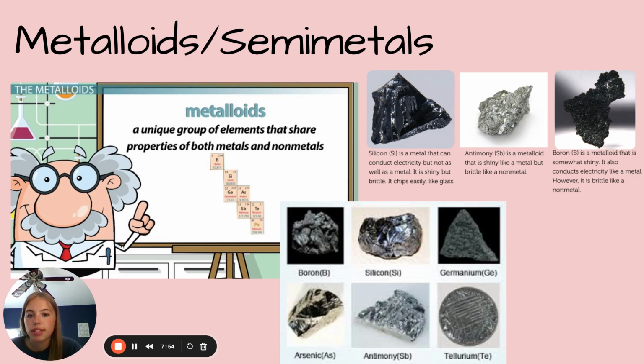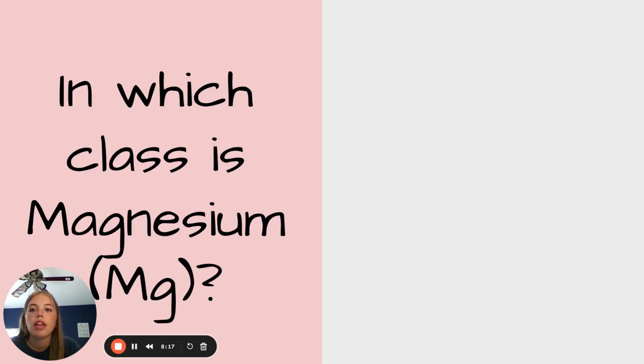Metalloids and semi-metals, so this is kind of what they look like. Silicon, antimony, boron, those are all examples of semi-metals. And I think they look cool. They look more like metals to me than non-metals, but they have properties of both, which is awesome because it's kind of a fun surprise what's going to happen next. They're pretty unique and I like them, so I put in a couple of pictures.